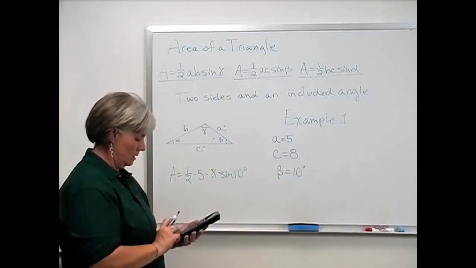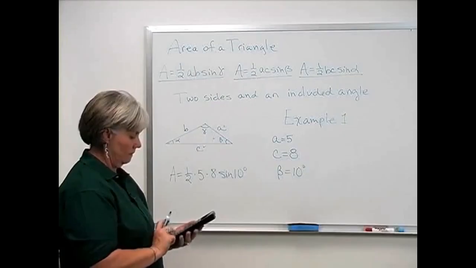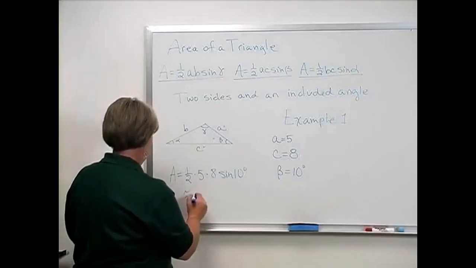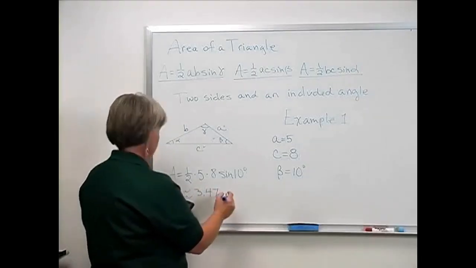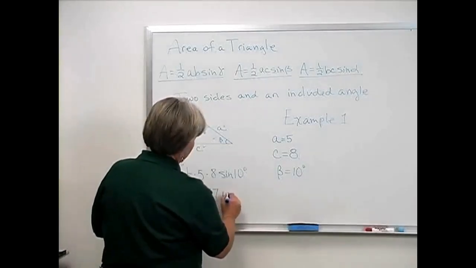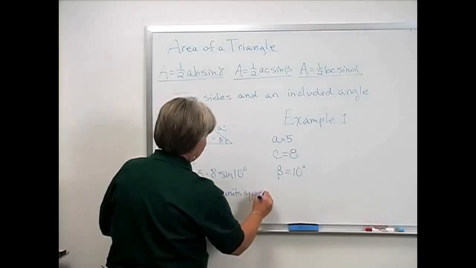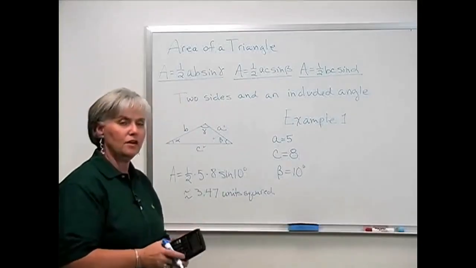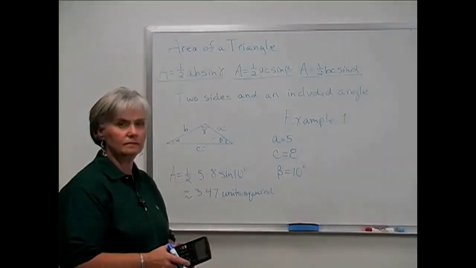So let's see what that is. And that's going to be approximately 3.47 units squared, whatever your units would be. And that's how you can find the area of a triangle, very simply, if you know two sides and an included angle.